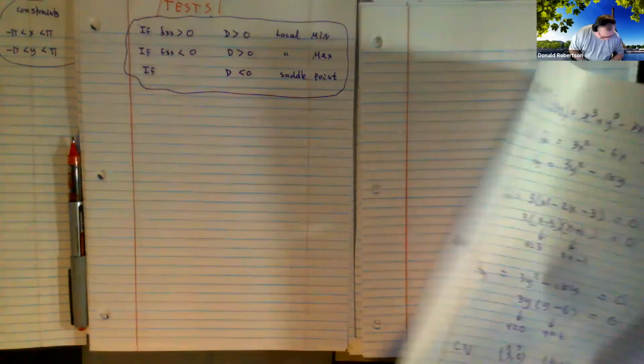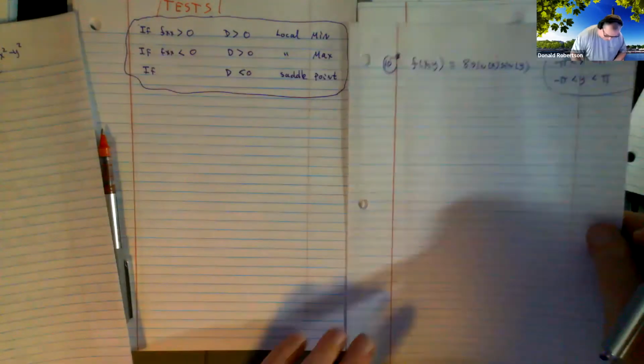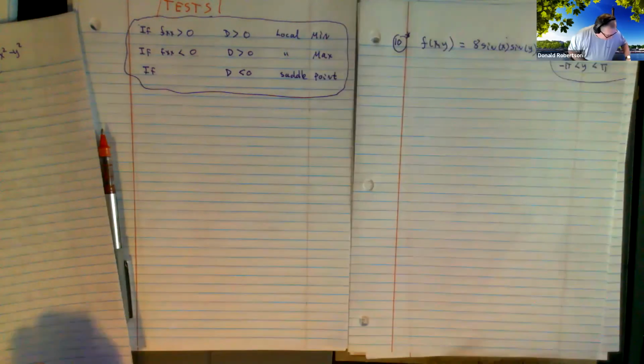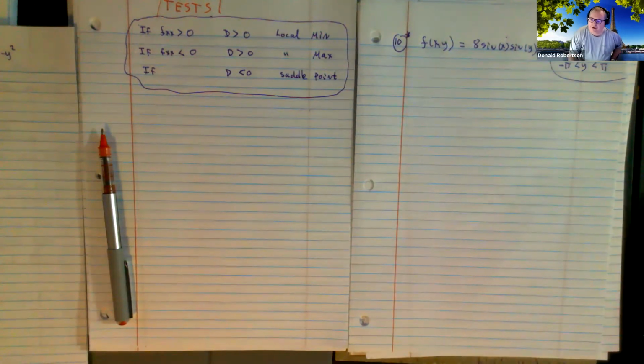Okay, that's 7 done. This one's a little bit different. It has some constraints on it. All that means is that there are certain restrictions or constraints on what x and y are allowed to be.